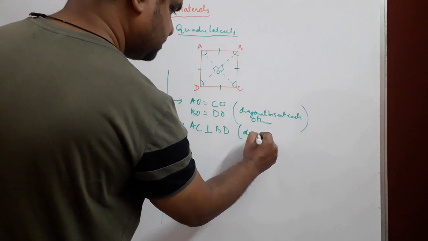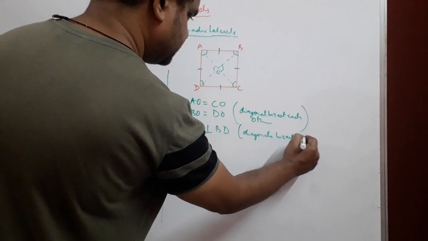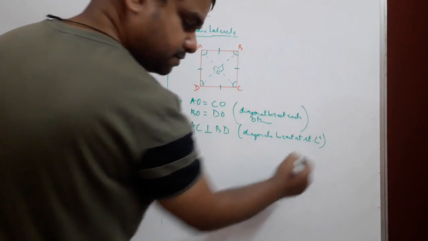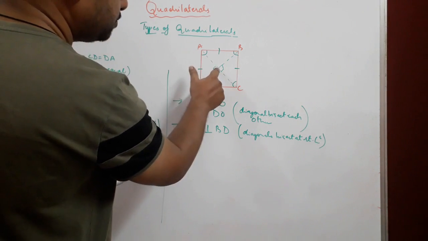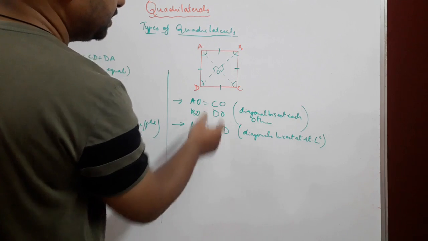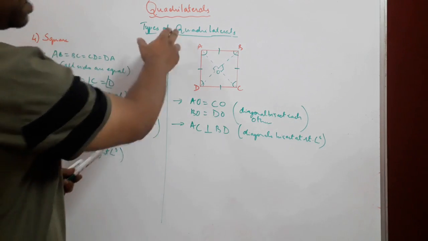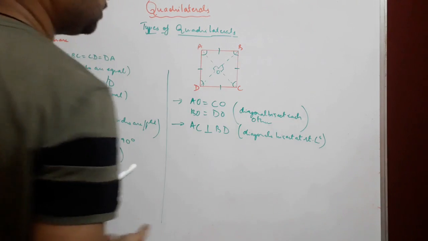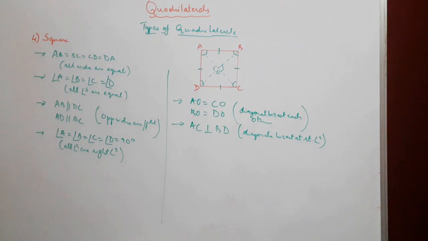AC perpendicular to BD. This is another point. Diagonals bisect at right angles. So in other words, AO is perpendicular to BD, or you can say BO is perpendicular to AC, whichever way you see. I've taken the whole thing, AC perpendicular to BD, which means they are obviously perpendicular to each other. That is, it is 90 degrees at the center. This is another property of a square.